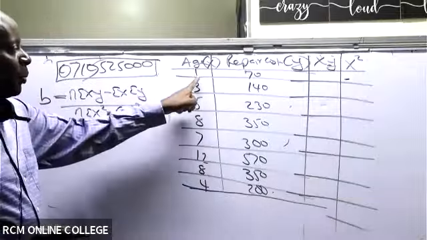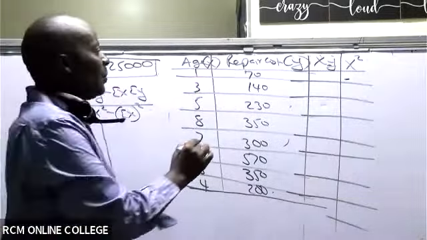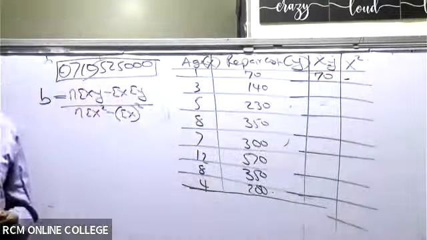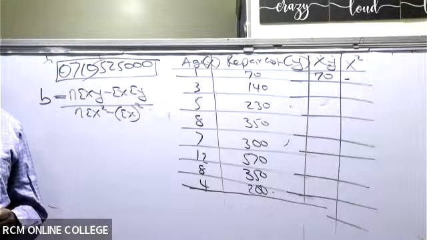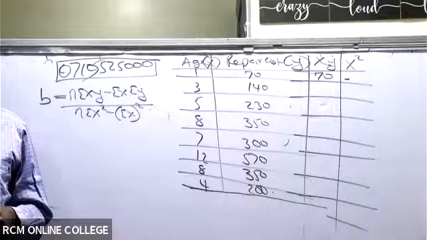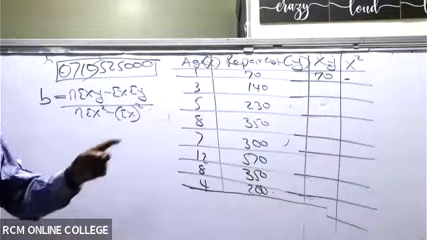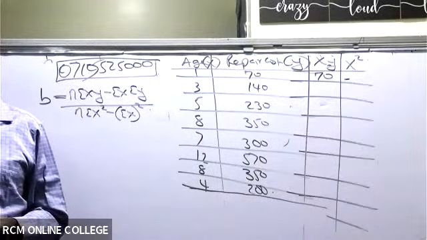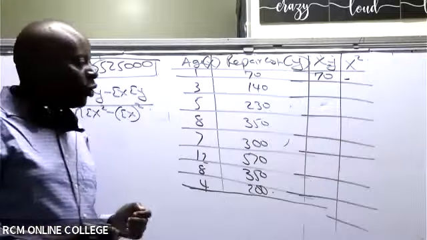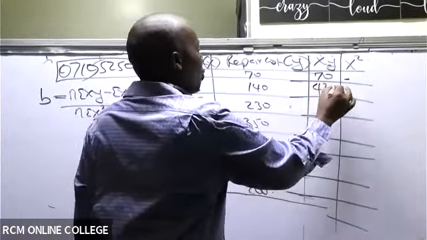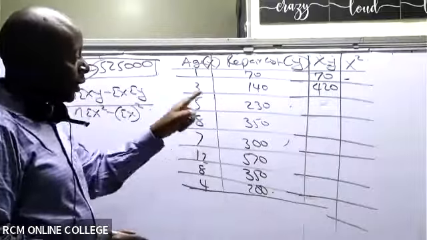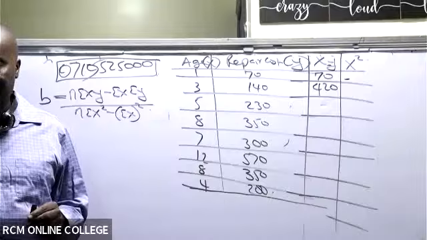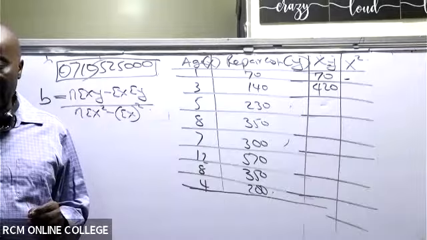So xy means you're multiplying. 1 times 70 gives me 70. How about 3 times 140? Can somebody give me 3 times 140? You guys must give me these values. Chitechi Laura, 420. Thank you so much. And then we have here 5 times 230.